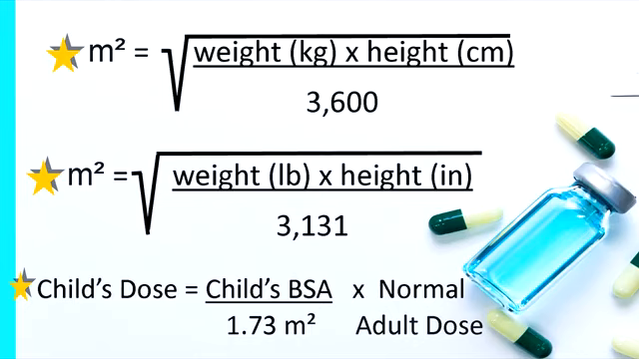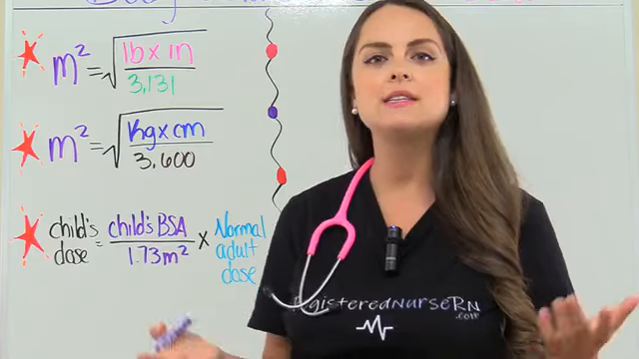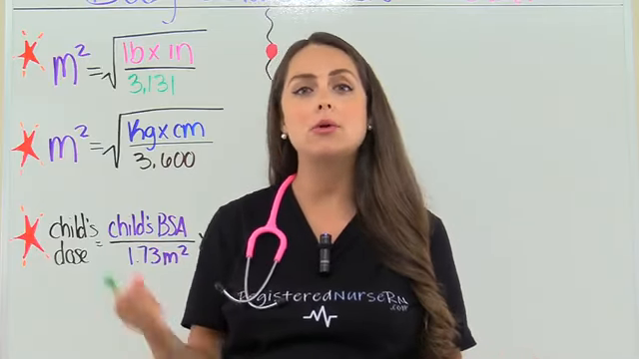And then you'll divide that by 1.73 square meters. And this 1.73 is the average adult body surface area. Now, some programs may use 1.7 as your number. Some may use 1.73, just use whatever they give you. And then once you divide that, you'll multiply that by the normal adult dose that was given to you in the scenario, and then that will give you your answer for the child's dose.